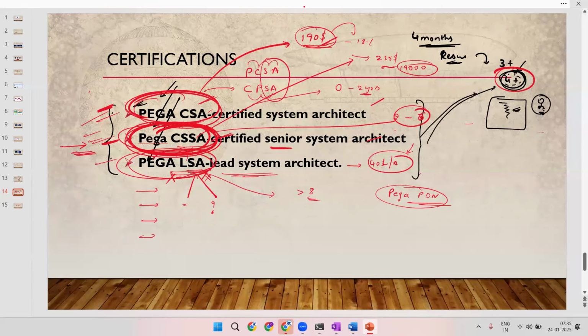And these certifications are to be completed as soon as possible. So what do I mean by as soon as possible?